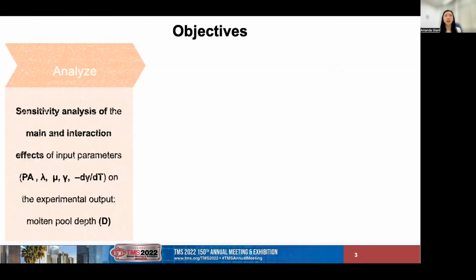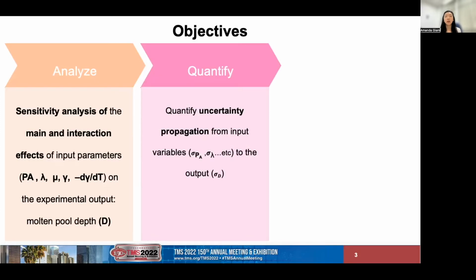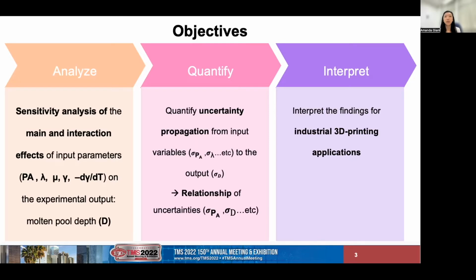objectives of my work today are, firstly, to analyze what are the main and interaction effects of the important input parameters that affect our output, and to quantify how uncertainty propagates from our input variables to our output quantity of interest, and also how the relationships of our inputs and outputs are related to each other, and finally to interpret the findings of our sensitivity analysis as well as our uncertainty propagation to provide practical insights for industrial 3D printing applications, not only for the simulation community, but also for the experimental communities.